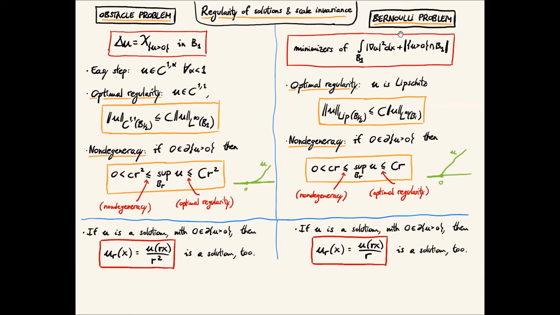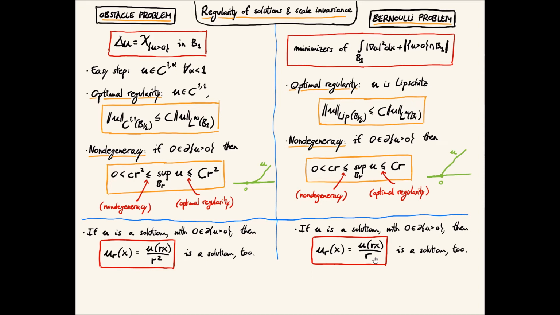So minimizers of this, you have to rescale them by this parameter R, so that they are still minimizers. It's an easy exercise that if you take a minimizer of this and you rescale it in this way, then U_R is still a minimizer of this in the ball B_{1/R}, in a large ball. So the equation or the functional has a natural scaling, which, in the case of the obstacle problem, is R squared. In the case of the Bernoulli problem, it is R.